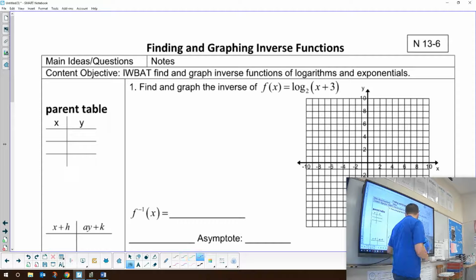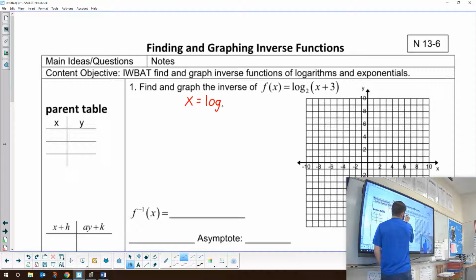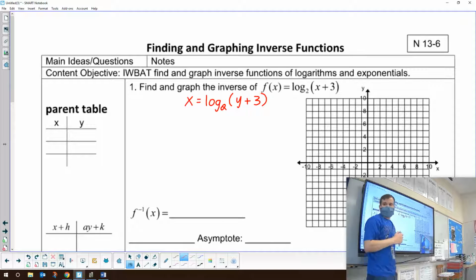So what we're going to do first is start with our given equation, and it's log base 2 of x plus 3. The first thing we're going to do is switch x and y. So this f of x is going to become an x, and this x in here is going to become a y. So we'll have y plus 3 on the inside. Then we're going to solve for my new y.